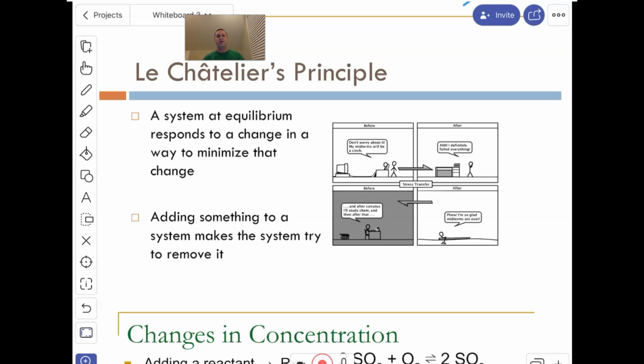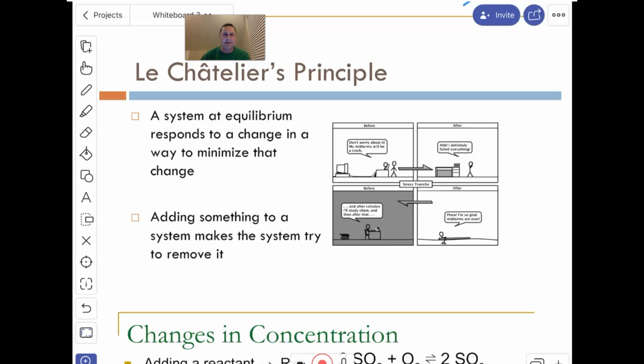And then you go ahead and you do something to make it mad. You make a change. Maybe you warm it up. Maybe you add a reactant. Maybe you add a product. You take away a reactant, whatever. Change the pressure or something. It gets mad. It doesn't like that. And so it's always going to try to do something to minimize the change that you did.